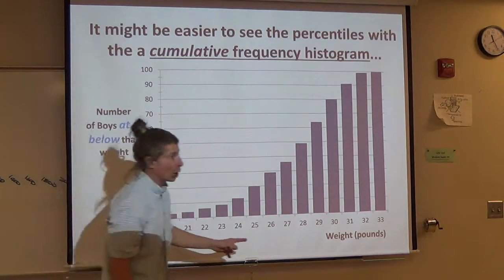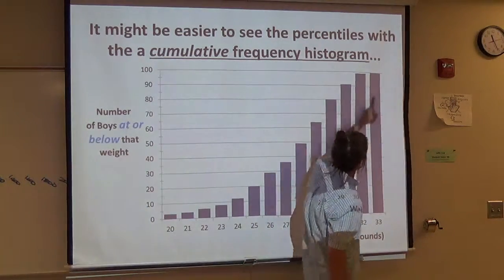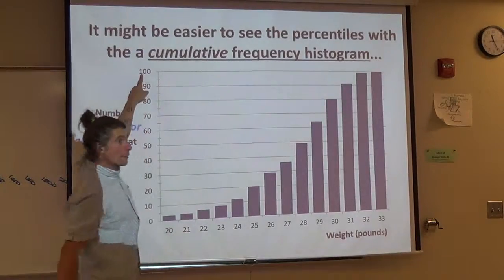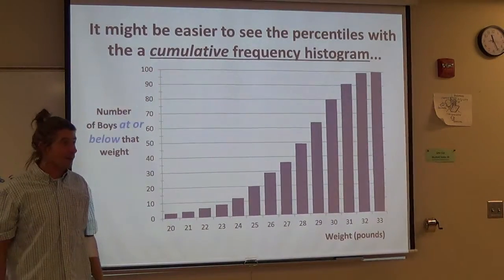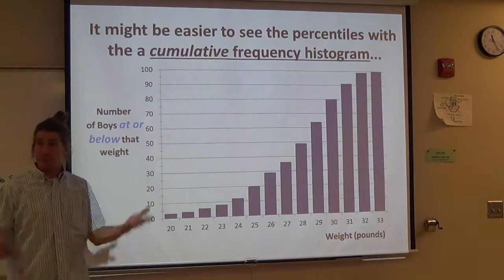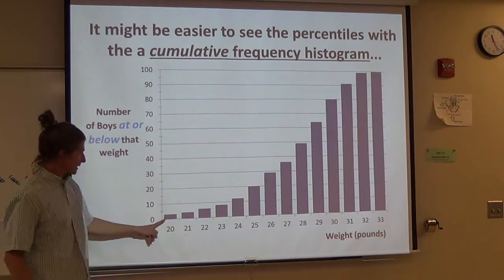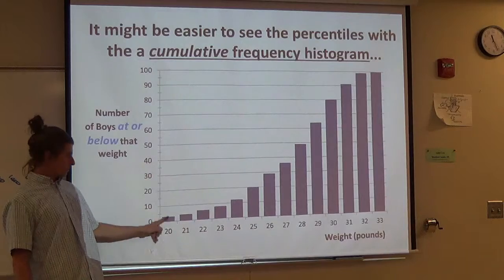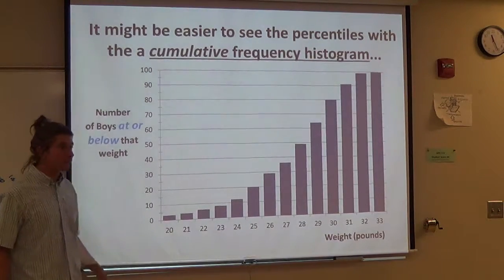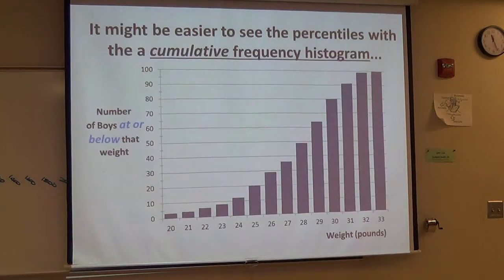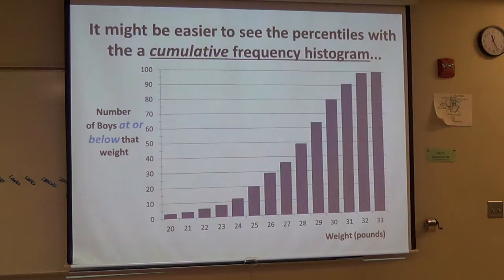Hey, look at that top bar. 33 pounds, 100%. Those were the heaviest kids in the sample. They're in the 100th percentile because they're bigger than everybody, not technically including themselves, thank you for that. These kids down here, 20 pounds, there's like 4 of them. They're, if you will, the 4th percentile, I suppose. Yeah? So that you don't only have a 0th percentile here because they can't exceed 0, I suppose.